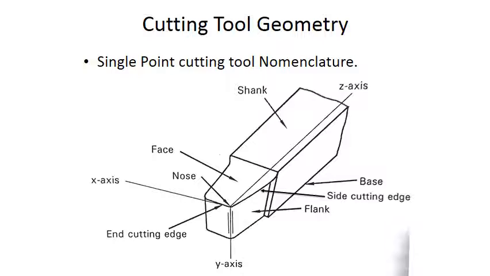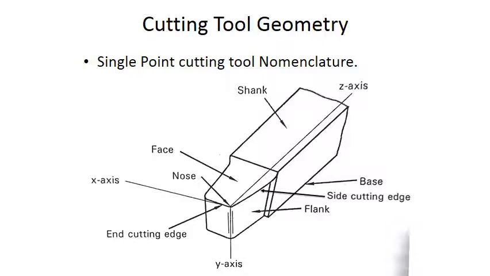End cutting edge means it is the cutting edge formed at the end face of the tool. Side cutting edge means it is the cutting edge formed at the side face of the tool. Side face of the tool and end face of the tool. And next one we can take, this is the flank.